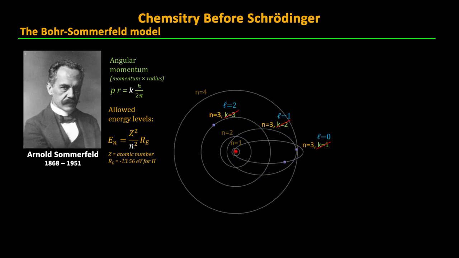Modern notation is to use l equal to k minus 1, and it is quite often just called the angular momentum quantum number. Since k had to be less than or equal to n, l can take on any integer value from 0 to n minus 1.